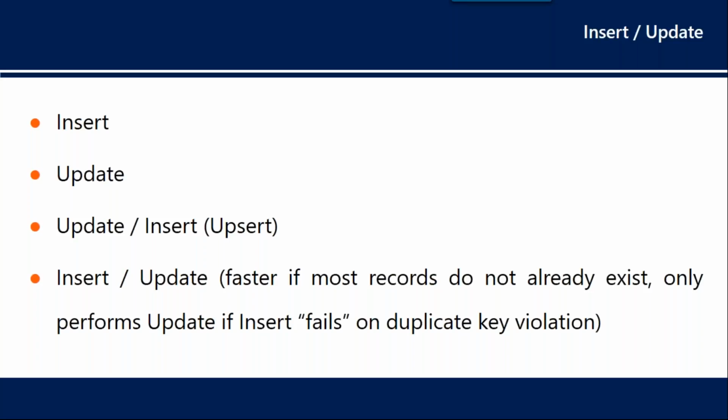Insert update actually tries to insert the record first, and if that fails, for example if you have a primary key violation, then it'll go look for the existing record and try to do an update.